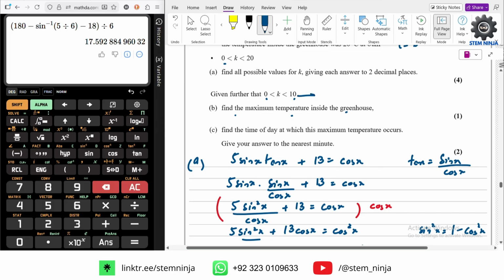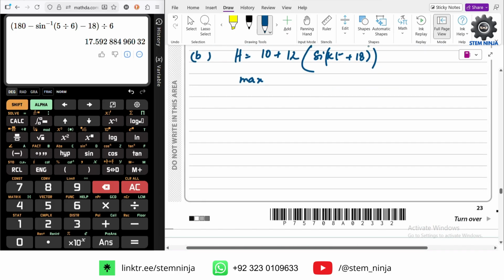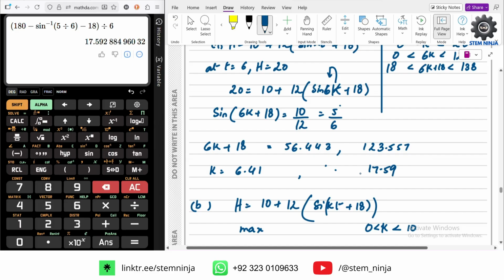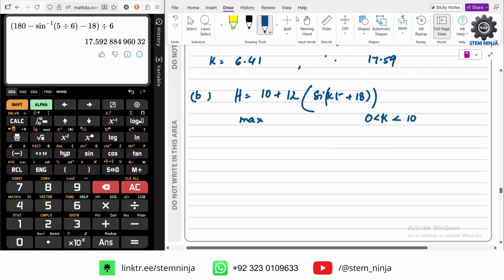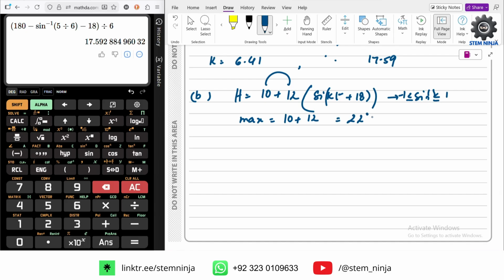Okay, so let's apply this onto the sine function. So you have k between 0 and 10. t itself is between 0 and 24 hours. I think the answer, oh right, the answer is staring right out in our face. So maximum is basically just 10 plus 12, because the value of sine of anything is from -1 to 1, right? So basically max would be just 22 degrees Celsius.